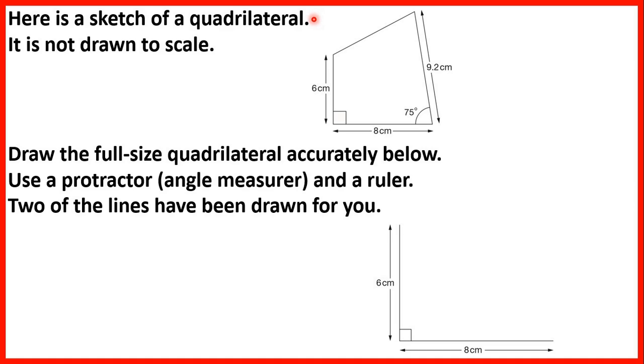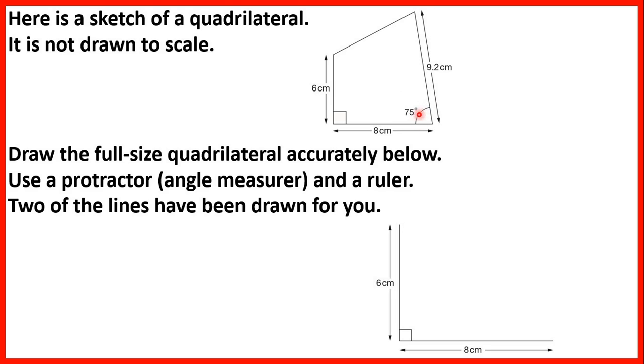Here is a sketch of a quadrilateral. It is not drawn to scale. Draw the full-size quadrilateral accurately below. Use a protractor, angle measurer, and a ruler. 2 of the lines have been drawn for you. So if we have a sketch, we need to draw or measure the angle first.